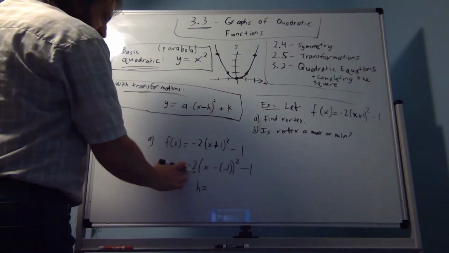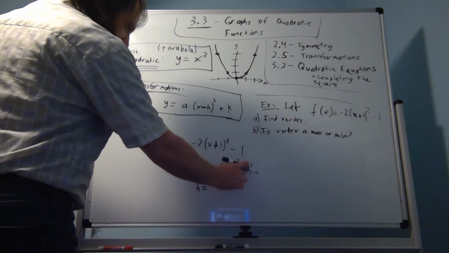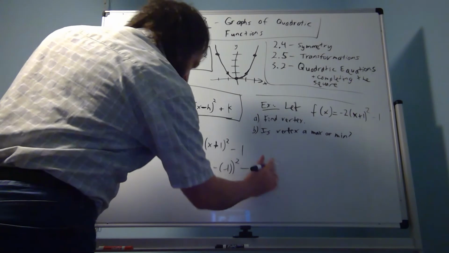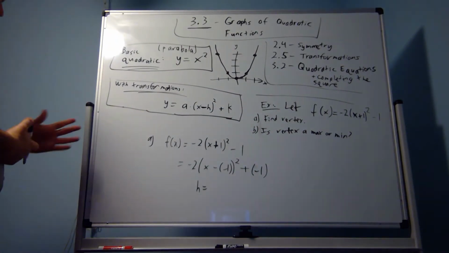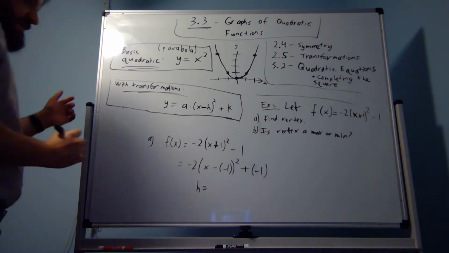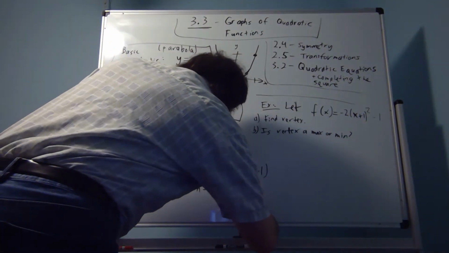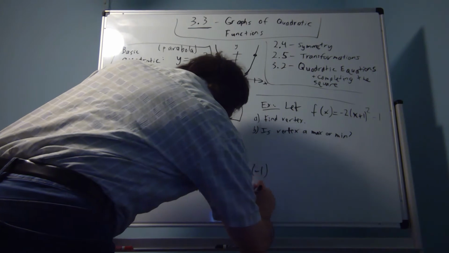This is hk form. It's a(x minus h) squared. And it's supposed to be plus k at the end, so h is negative 1. And then k is also equal to negative 1.